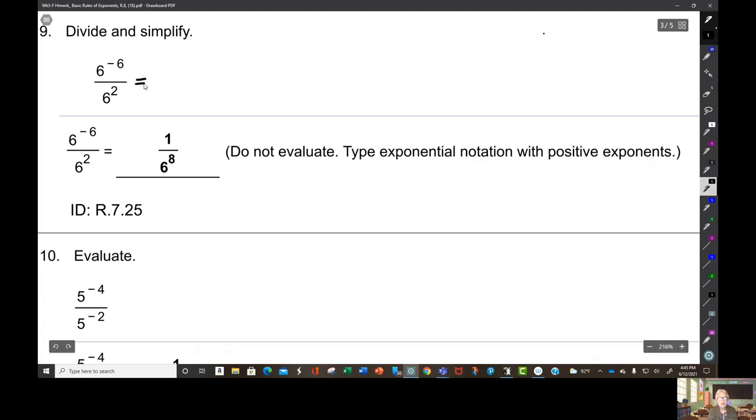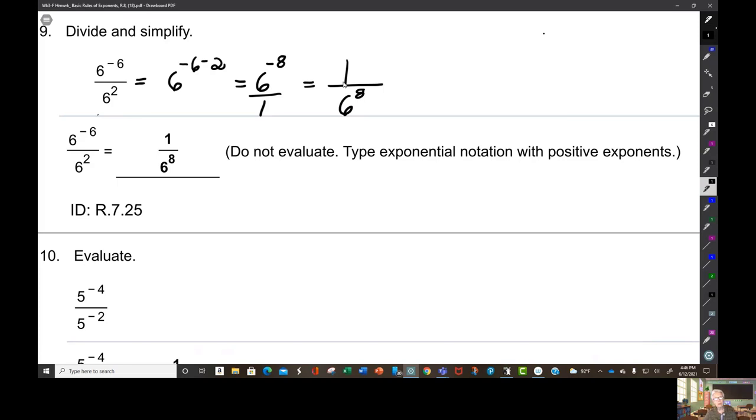The straightforward quotient rule way is to say, oh, what a surprise. These have the same base. So I'm going to take the top exponent and subtract the bottom exponent so that this is 6 to the negative 8 over 1. We'll have 6 to the positive 8 and a 1 on top. That's one way to work it. That's the legal way. But there is a nice little shortcut.